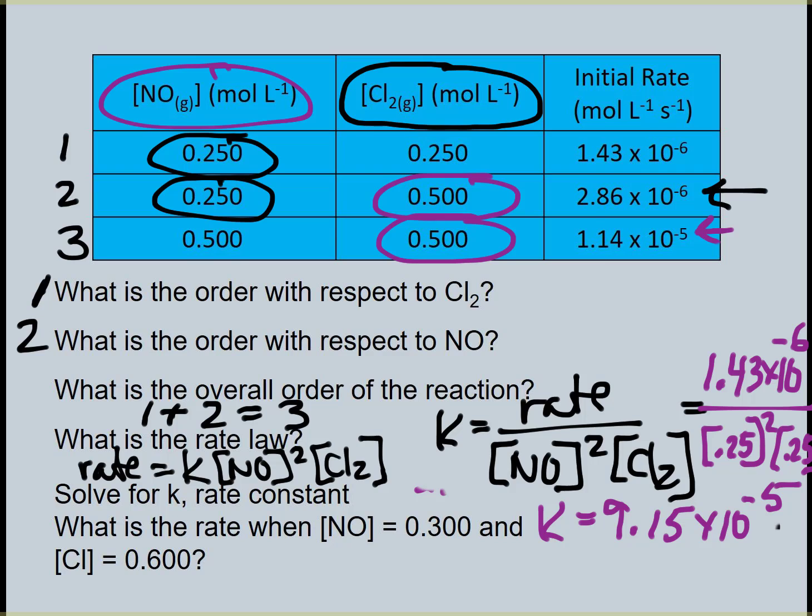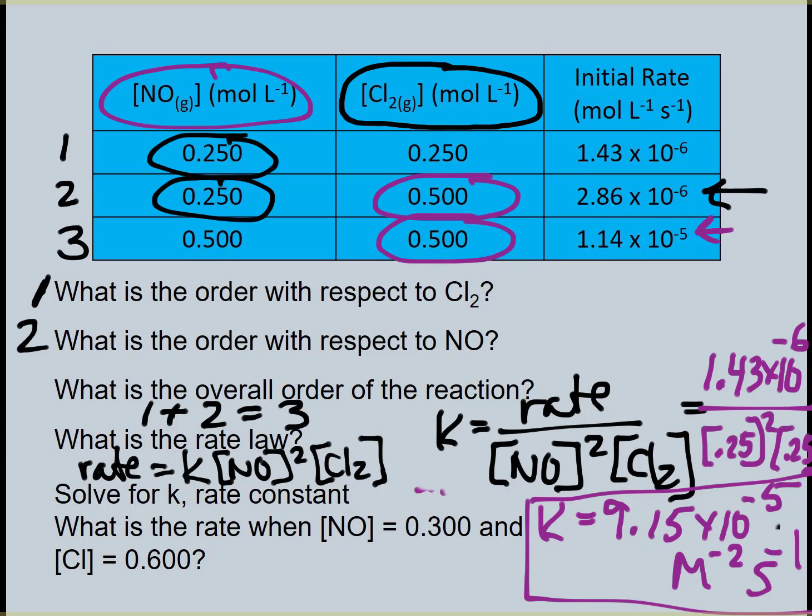So my K is 9.15 times 10 to the -5th. And that is M to the -2, because there's 2 of them in the denominator. And I have a s to the -1. So those would be the units. This is a third order reaction. And so my K, my units are going to look like that.